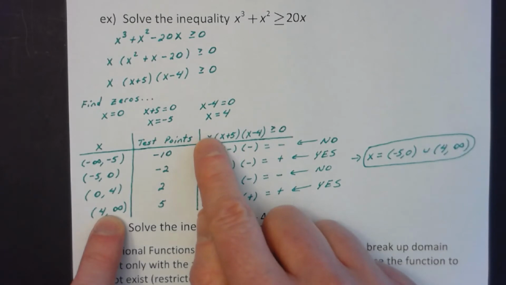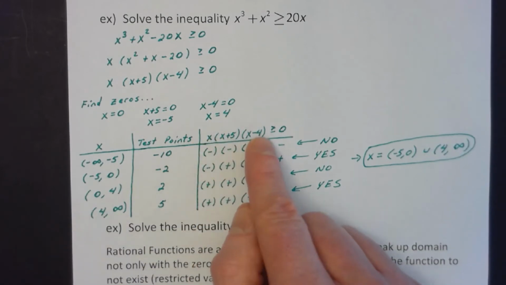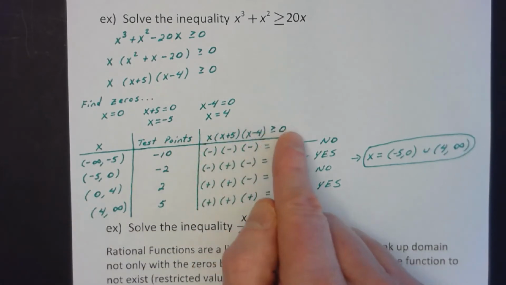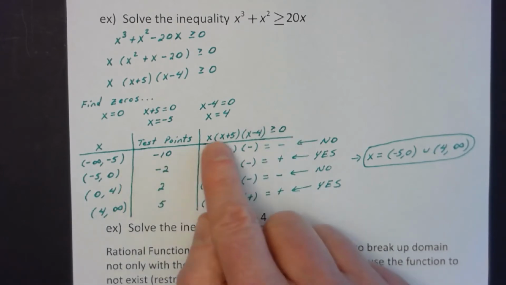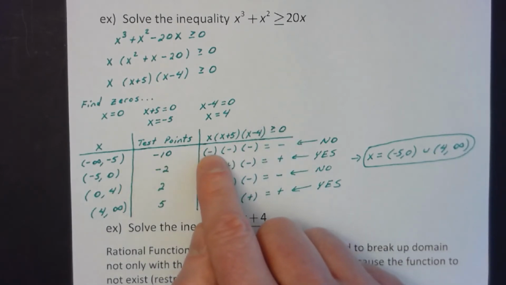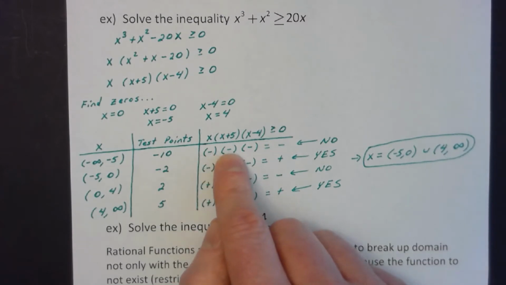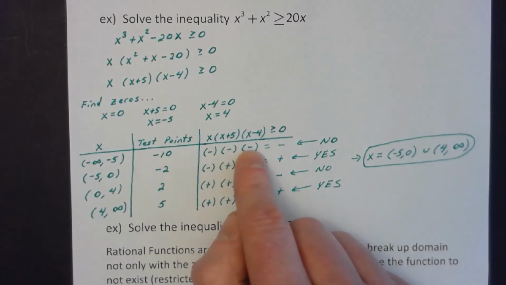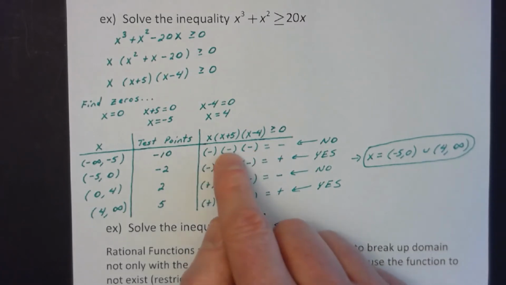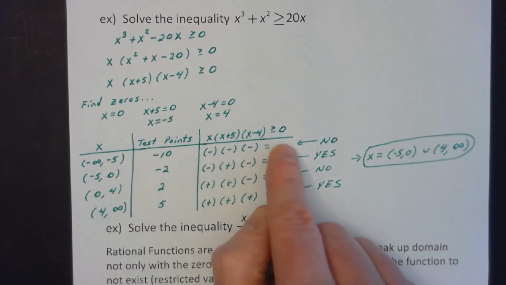So I say, okay, I need that product, x times x plus 5 times x minus 4, to be greater than or equal to 0. If I plug a negative 10 into that product, the first term would be negative 10. Second term would be negative 5. The only thing I care about is that it's negative. The third term would be a negative 14. We know a negative times a negative times a negative is a negative.